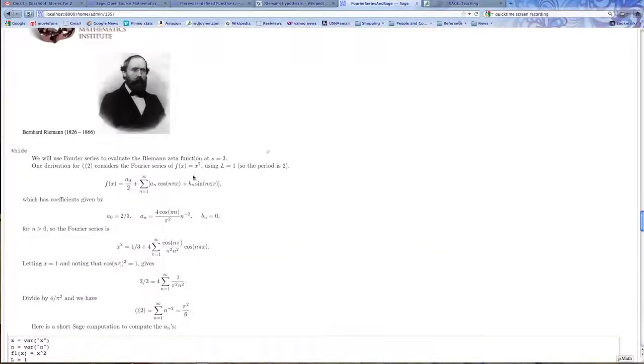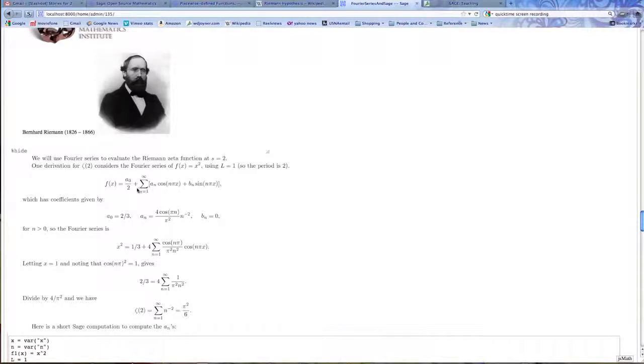Okay, well, let's move on to trying to evaluate the Riemann zeta function at s equals 2. The trick here is to take the function x squared, but restrict it from minus 1 to 1, and then extend that periodically with period 2. So you have a parabola going from minus 1 to 1, and then you're just extending that parabola. So you have a union of parabolas going along the line. Its period is 2. That's our function.